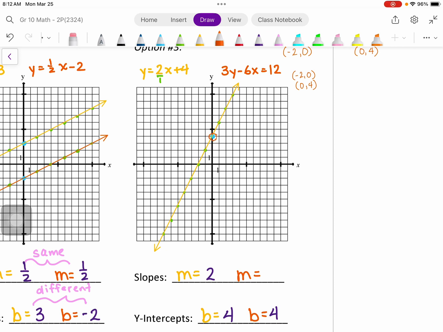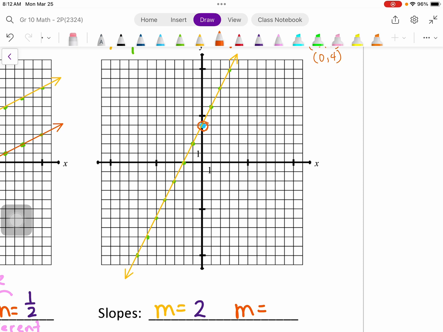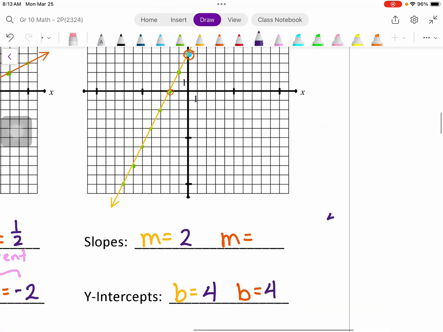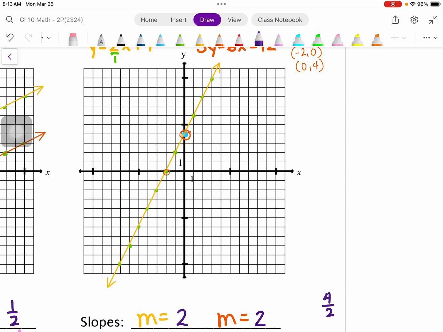So I'm just going to circle it in orange. So that is also the same. And then (-2, 0), which is over here, is also the exact same point as the other graph. Now, if I look here, I'm going up 4 and over 2. So that's my rate of change over here. So I have 4 over 2, and 4 divided by 2 is equal to 2. So I have the exact same rate of change here, up 2 over 1, up 2 over 1, up 2 over 1.